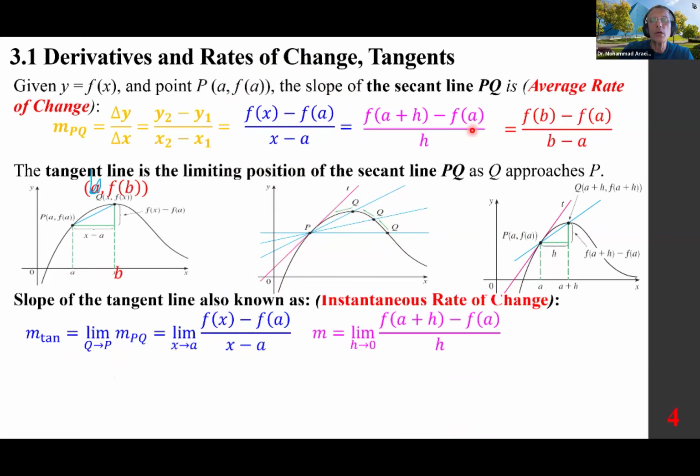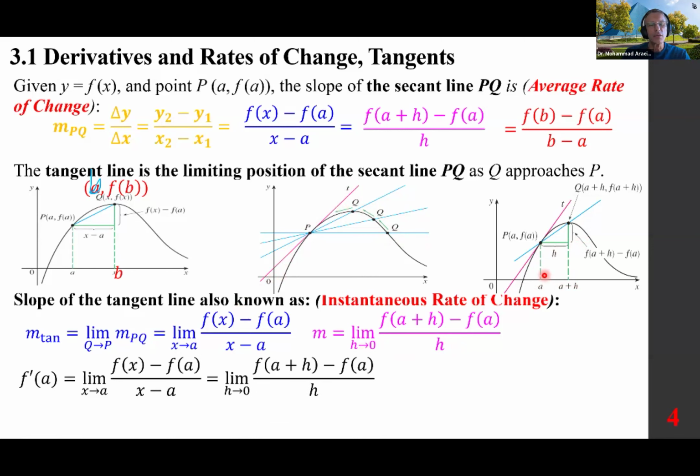If we go with this one, the limit of f of a plus h minus f of a over h as h approaches 0. So the distance h is approaching 0. They all mean the same thing. Therefore, m or f prime of a has this formula that was mentioned: limit of f of x minus f of a over x minus a as x approaches a, or limit of f of a plus h minus f of a over h as h approaches 0.